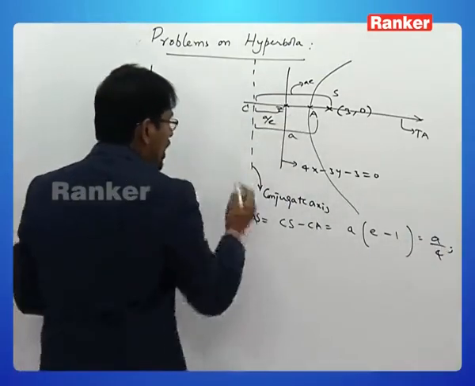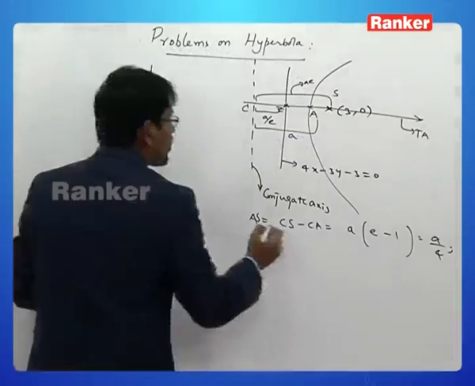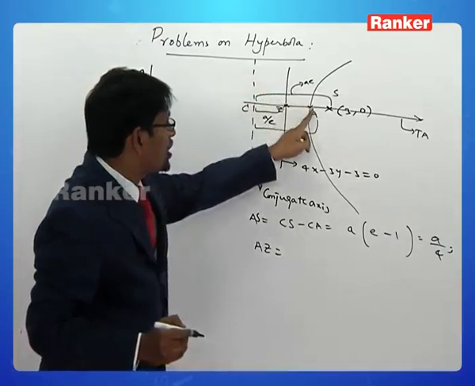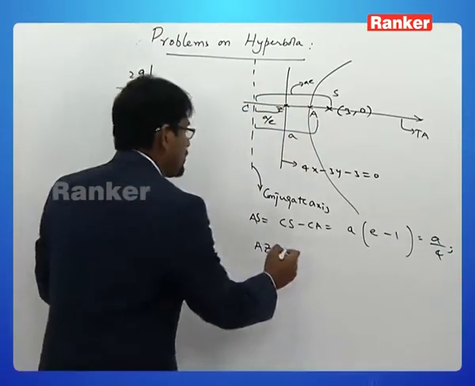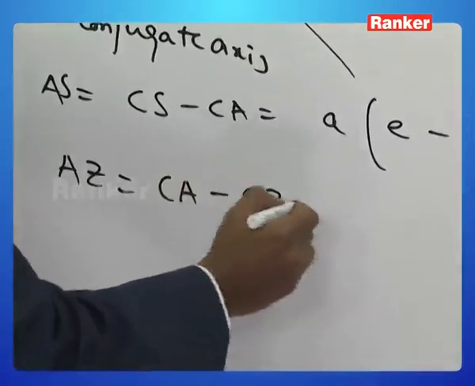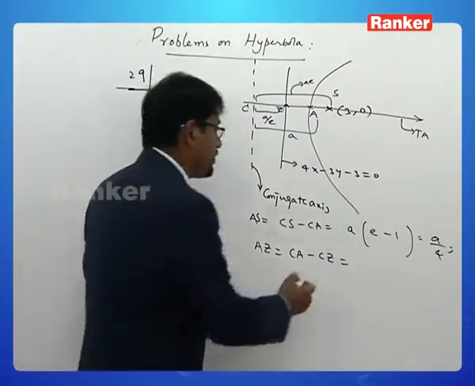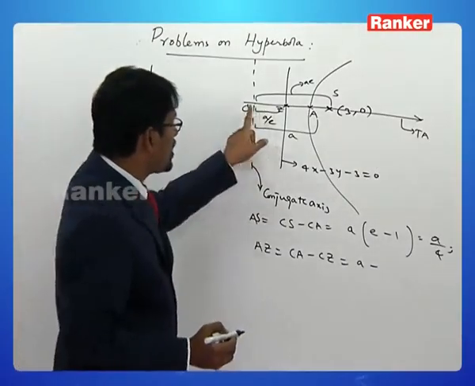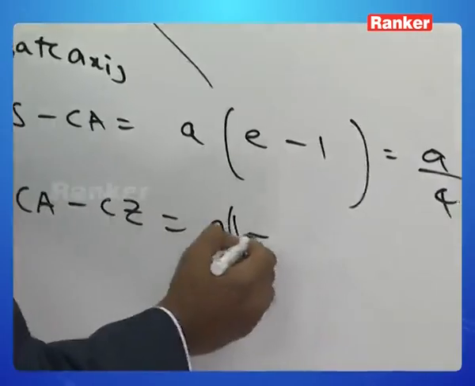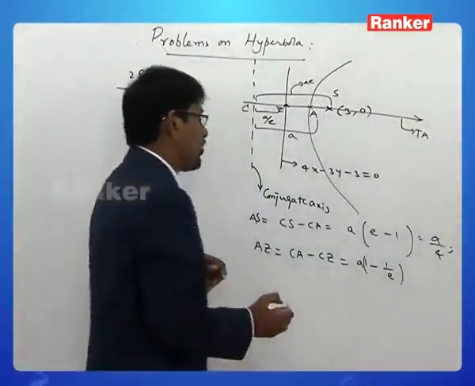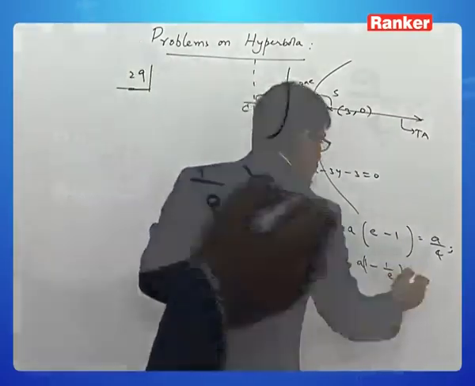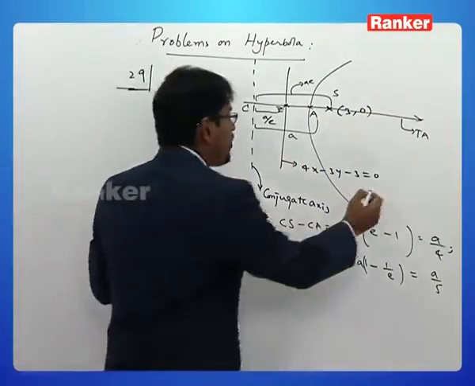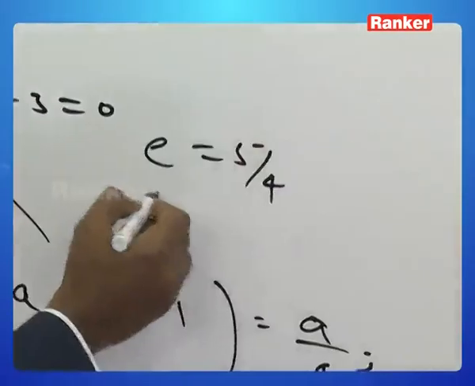What about this Z, AZ? How do I get AZ? AZ is nothing but CA minus CZ. What is your CA? A minus CZ. What is CZ? A by E. So A into 1 minus 1 by E. That makes it A by 5, because E is equal to 5 by 4, so 1 by E will be equal to 4 by 5.